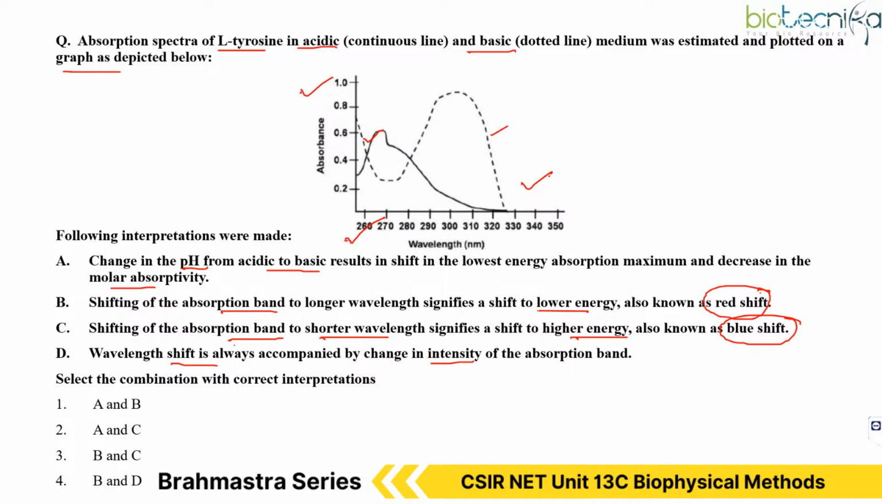Even you can omit 2 options out of 4. Like if you say statement A is correct, then definitely third and fourth cannot be the answer. Or if D is correct, then obviously first, second, and third cannot be the answer, right? So you can use this strategy: omit 2 options out of 4 if you are getting confused between any 2 statements.